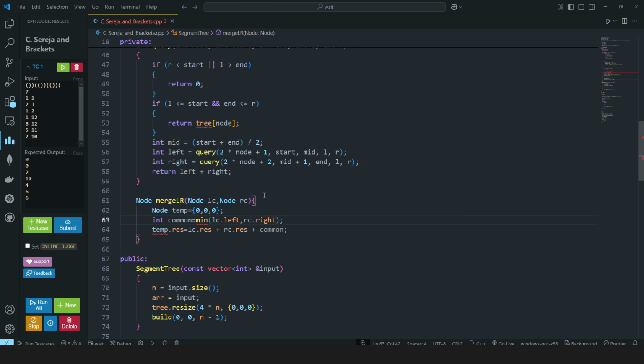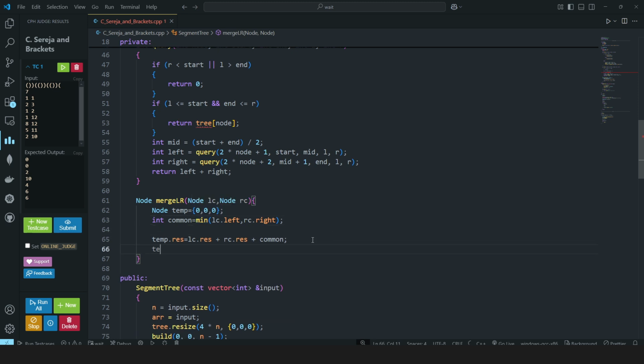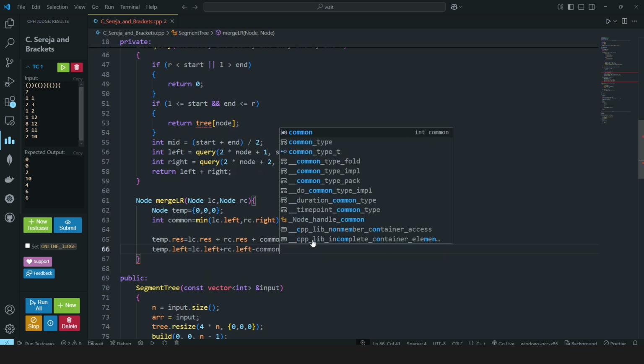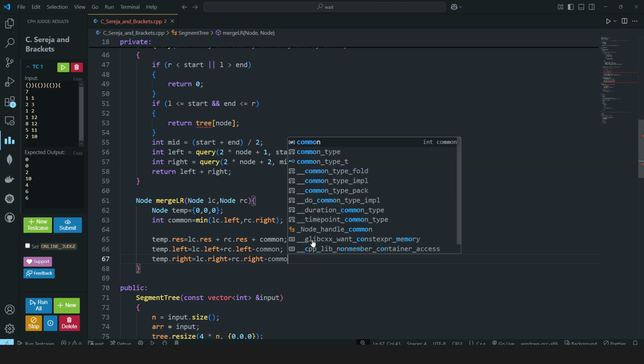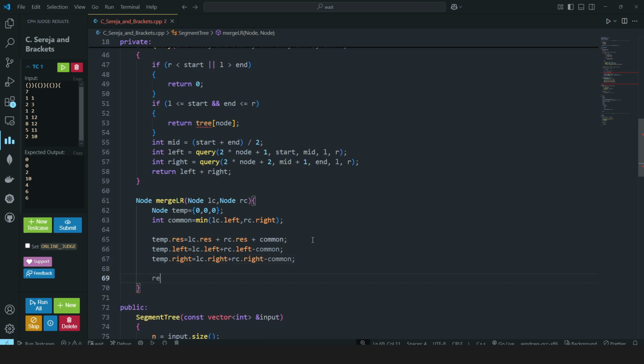So this is my common, the common number of brackets that will match. And what will be my combined left value? This will be equal to lc.left plus rc.left minus this common, right? And in the same way, the right part would be equal to lc.right plus rc.right minus common. And at last, just return this temp.